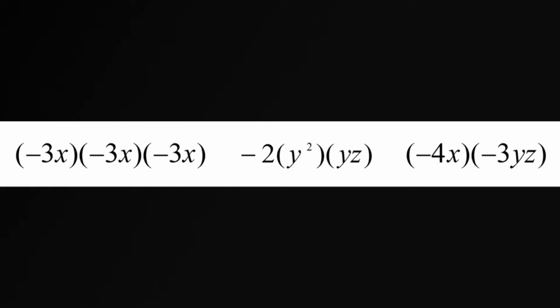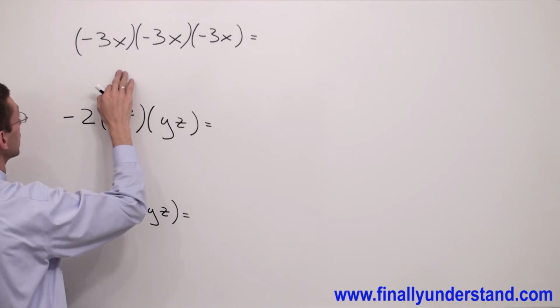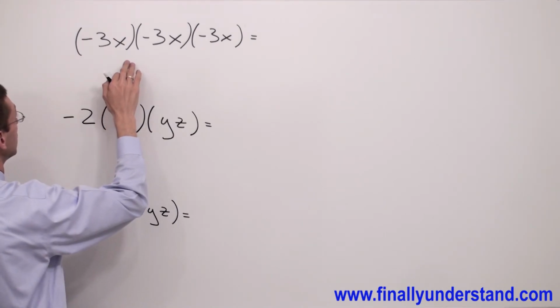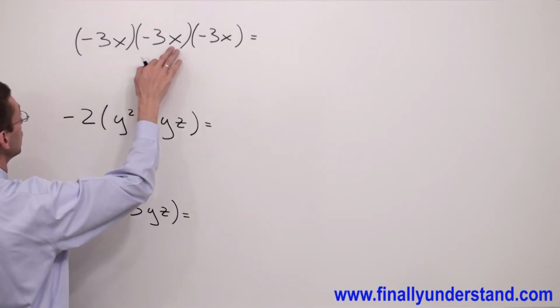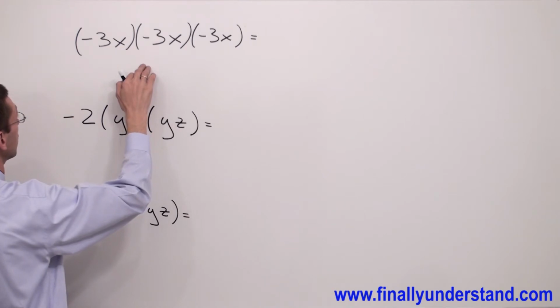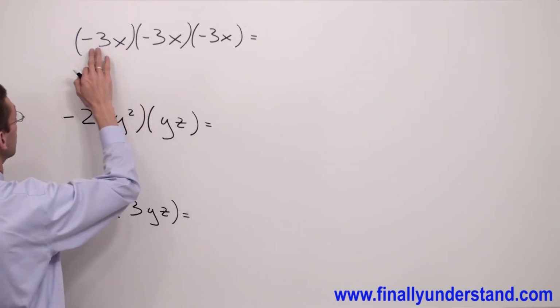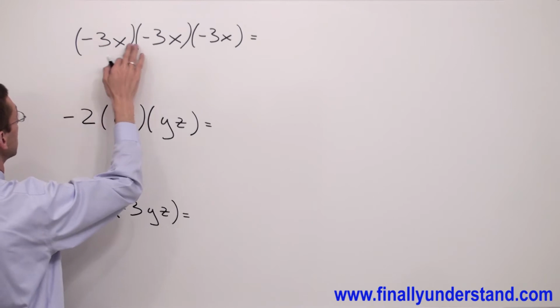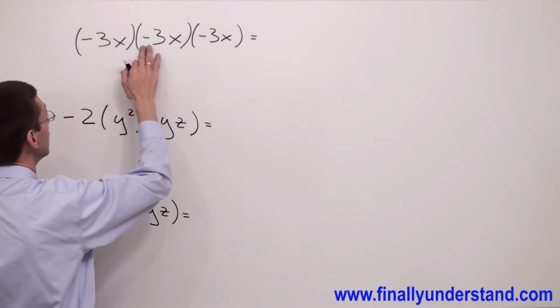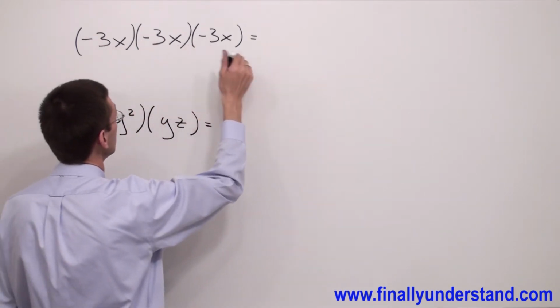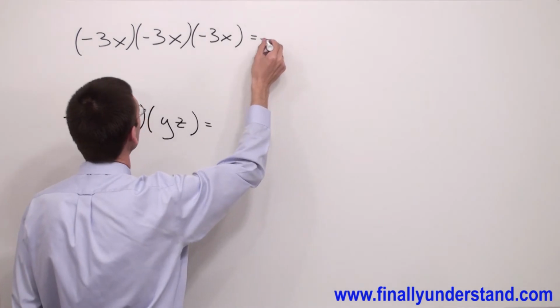Anytime you have a problem like this, you're supposed to realize that this is a multiplication problem. Between the parentheses, there is always an invisible multiplication sign. What we're supposed to do? We have to multiply the signs first. Negative times negative is positive. Positive times negative is negative.